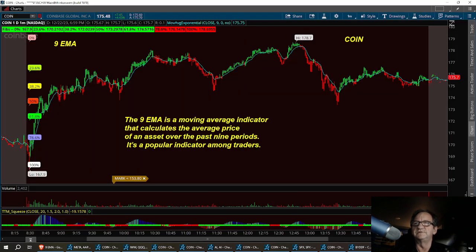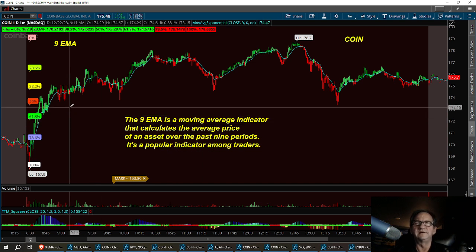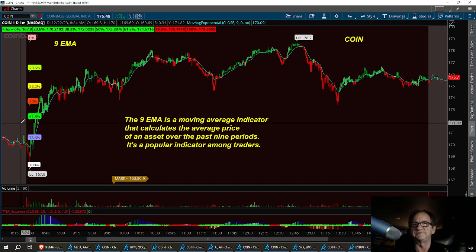So we're going to use the chart coin. The 9 EMA is a moving average indicator that calculates the average price of an asset over the past 9 periods. It is a popular indicator that a lot of traders use, and we're going to talk about it with coin. Coin had a breakout first thing in the morning.